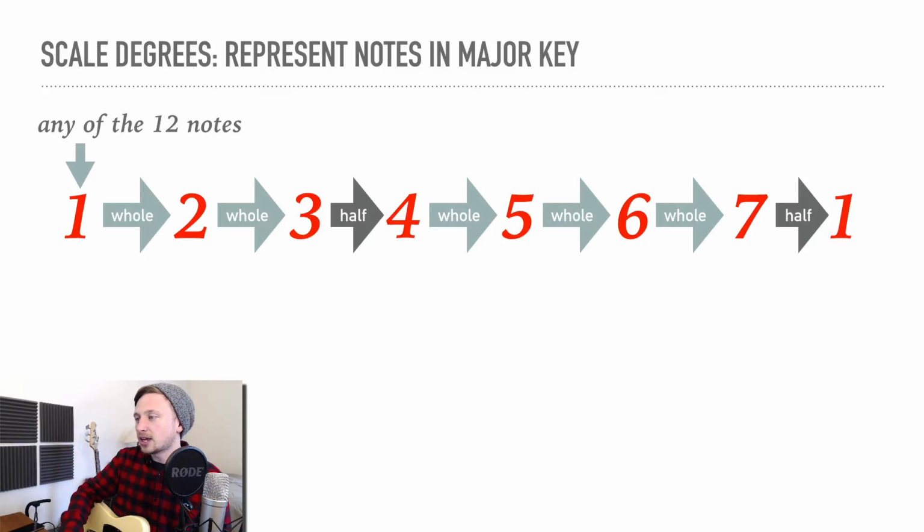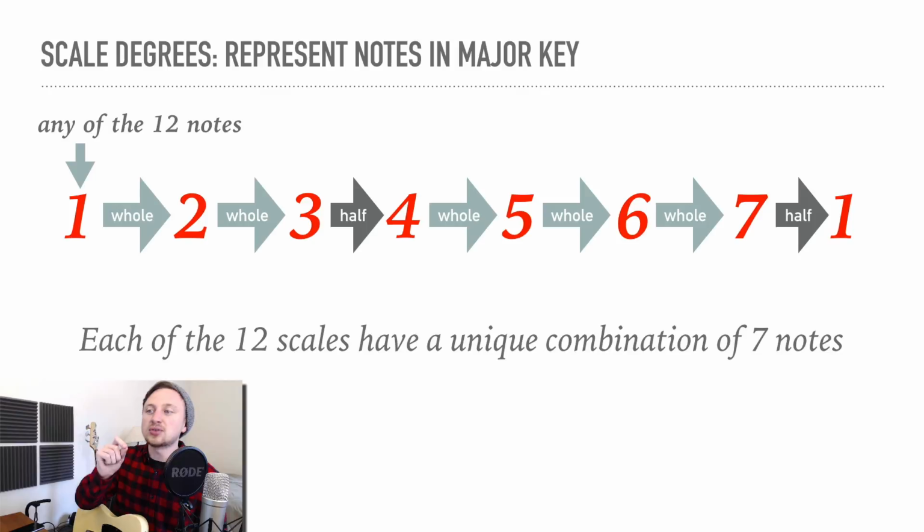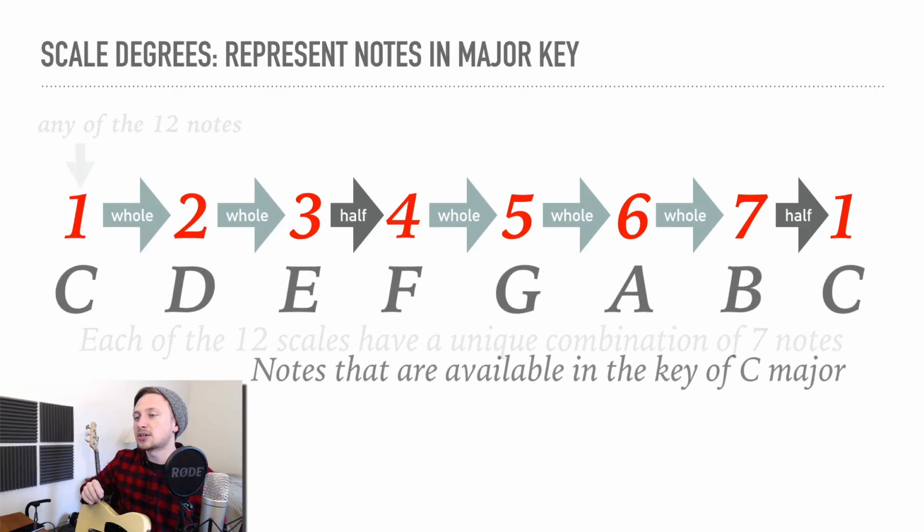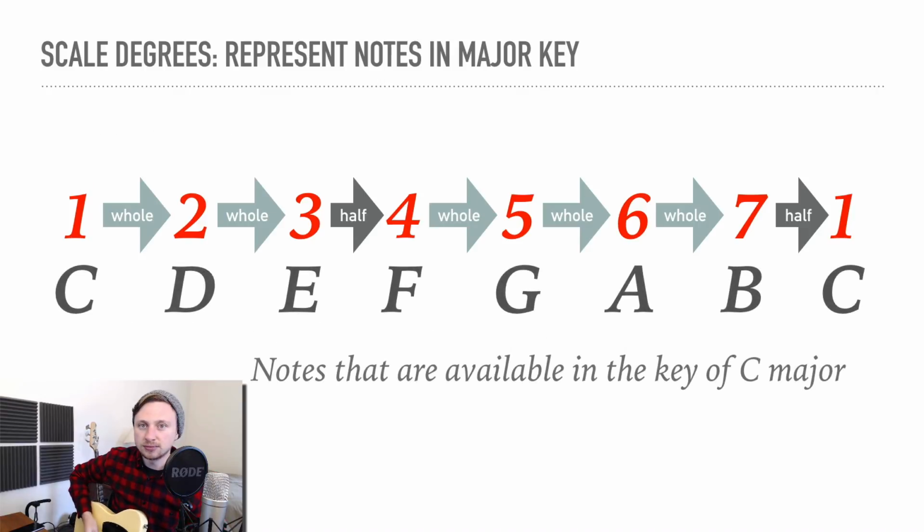Okay, well, something I mentioned before is that each of those 12 scales, they all have a unique combination of 7 notes. And so here's our C major scale. This scale, the order and the notes that I'm playing here are unique to the scale. And up to this point, we've said that defines the C major scale. Well, more than that, that actually defines the 7 possible notes that you can play in the key of C major.